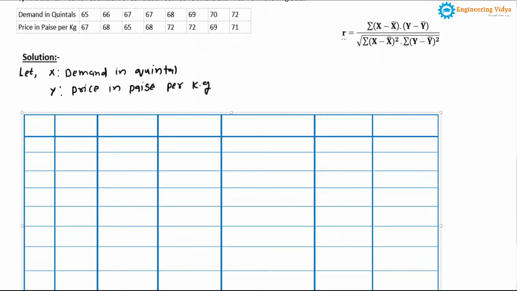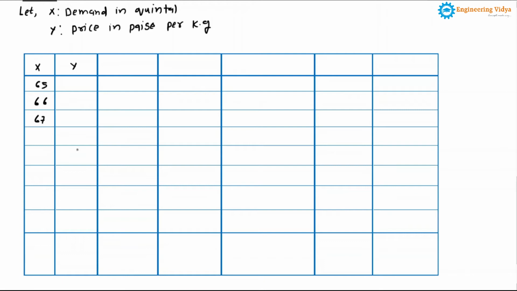Since we have two variables, the first variable we have considered as x. In the first column we write x and in the second column we write y, and whatever is given, we copy everything over here. The first value of x is 65, the second is 66, the third is 67, then again 67, then 68, 69, then 70 and 72.